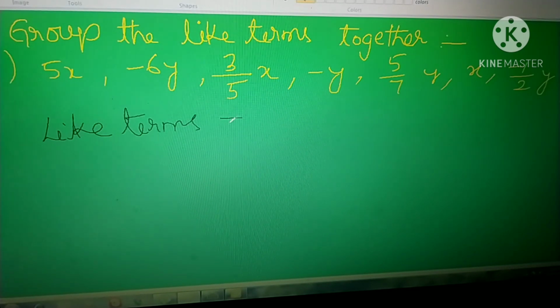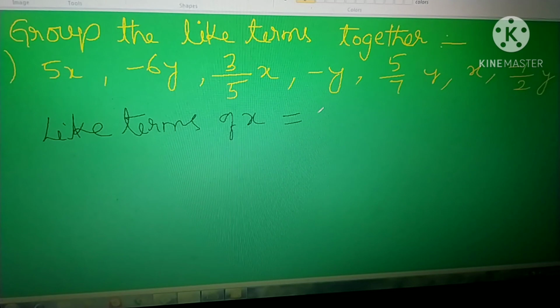Like terms is equal to, what are they? So this one, how many variables are here? Here x is one variable and y is also one variable. So we are having two variables here. So mention that one. Like terms of x. So we have to write all the x terms.